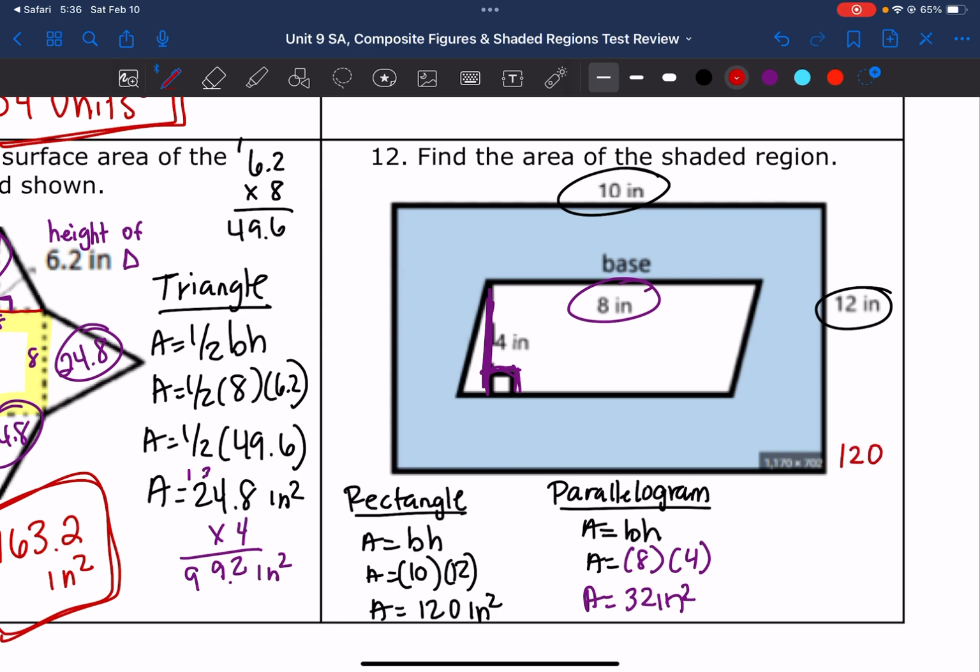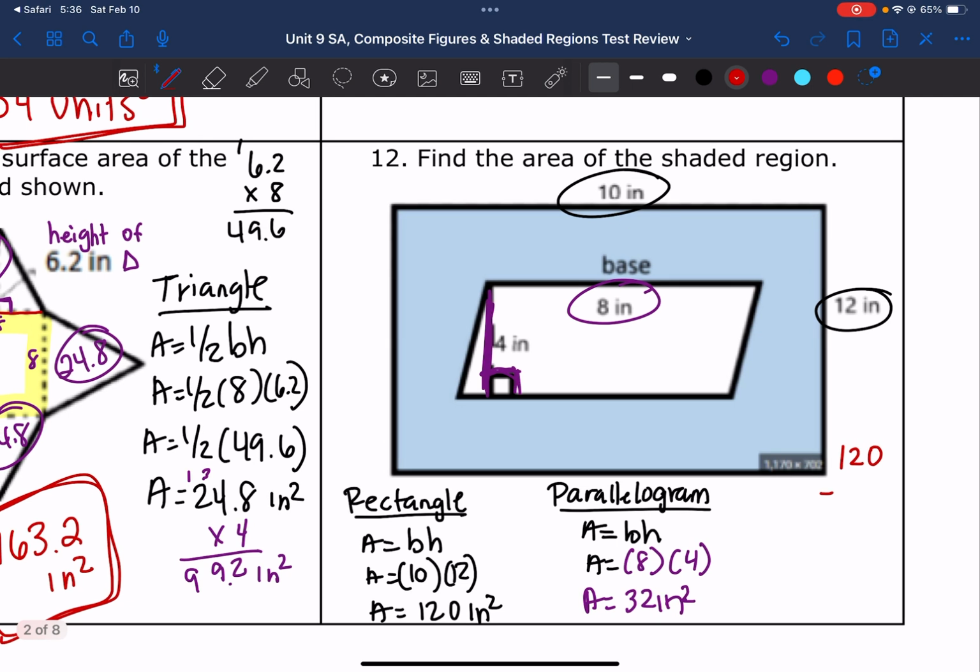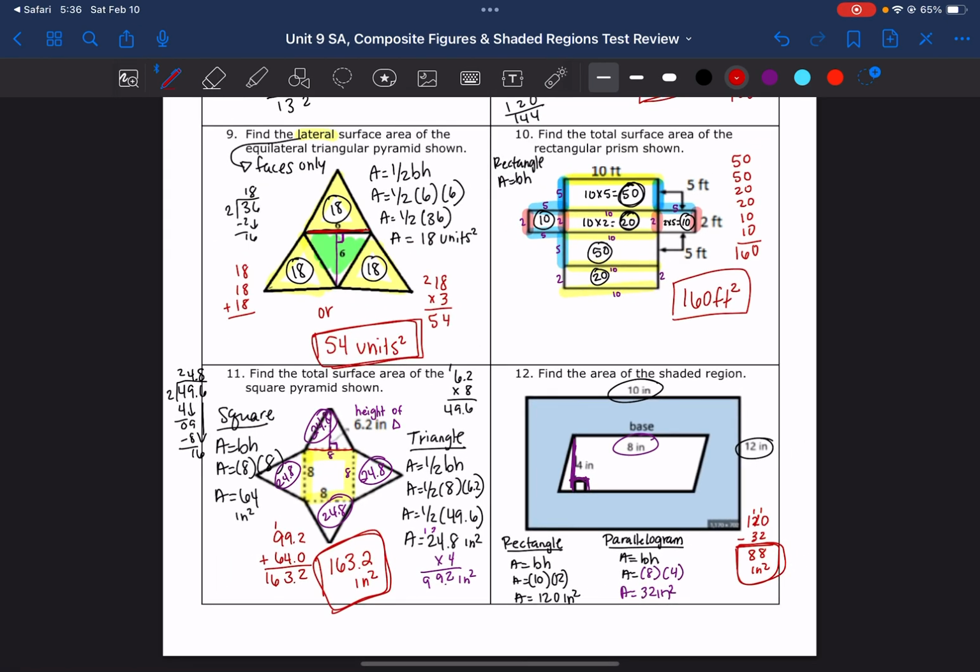Now, what we do with both of these is we are going to subtract, not add. And we are subtracting because we have two different shaded figures, okay? So here 10 minus 2 would be 8. 11 minus 3 is going to be 88. So that means we have a final answer of 88 inches squared, okay?